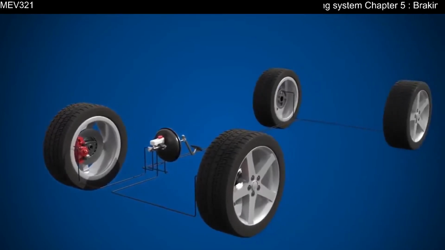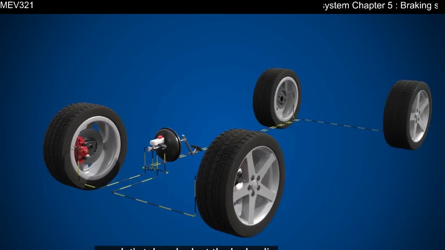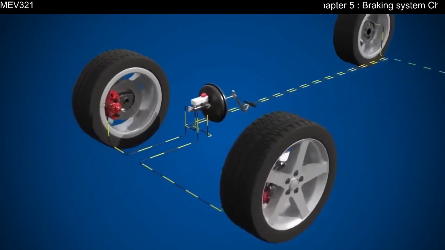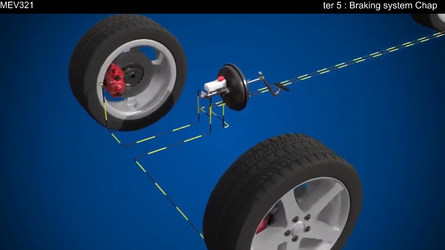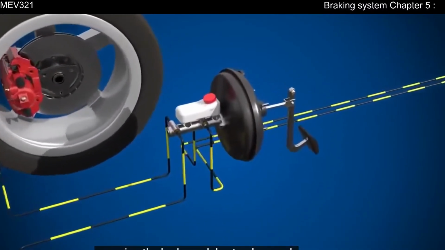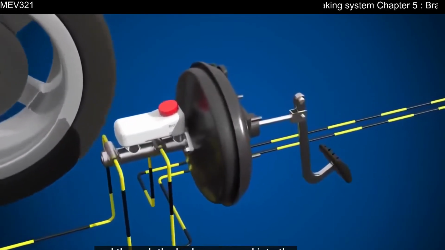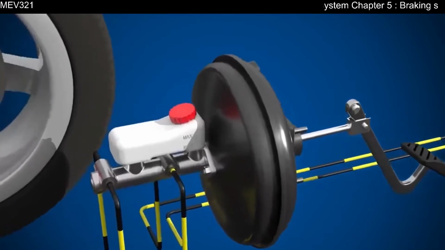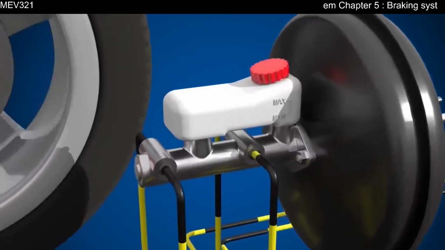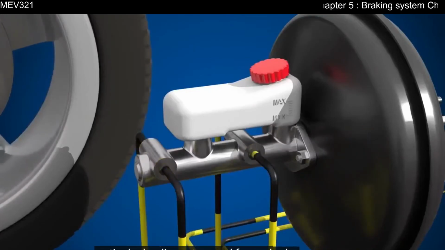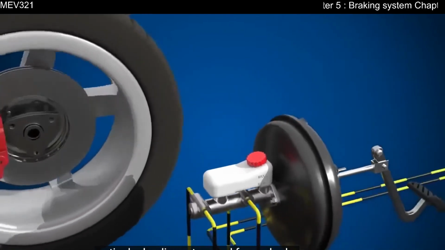Now, let's take a look at the hydraulic system in action. Here we can see the wheels turning. Pressing the brake pedal extends a push rod through the brake servo and into the master cylinder. The master cylinder pressurizes the entire hydraulic system and forces brake fluid through the hydraulic lines.